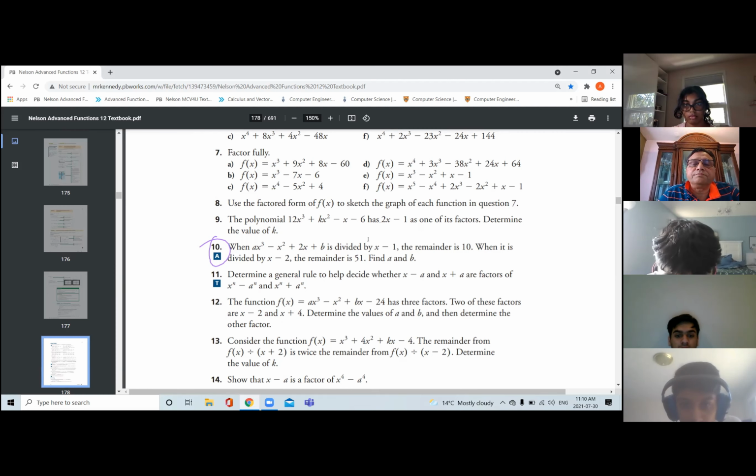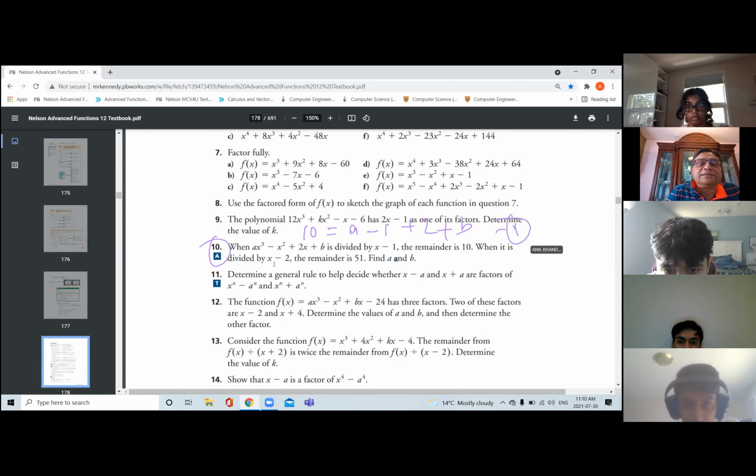When we divide by x minus 1, the remainder is 10, meaning when we plug in 1 over here, the remainder should be 10. So write 10 equals, plug in 1. So we get a minus 1 plus 2 plus b, correct? That becomes your equation number 1.